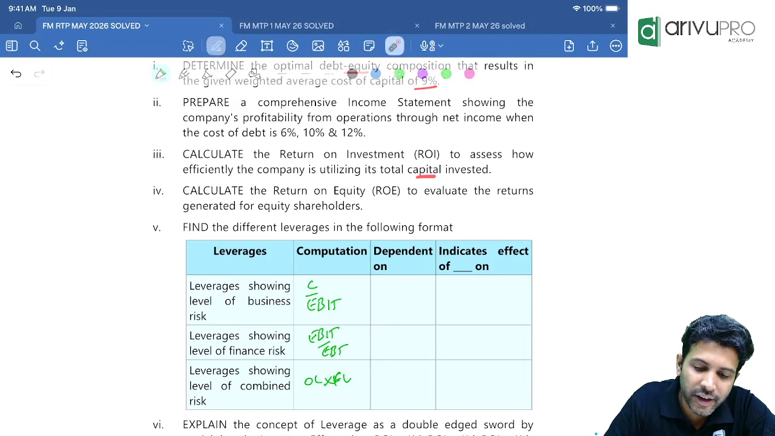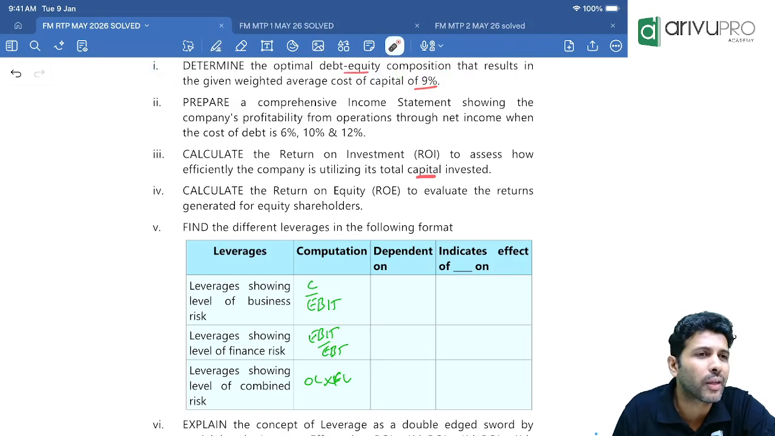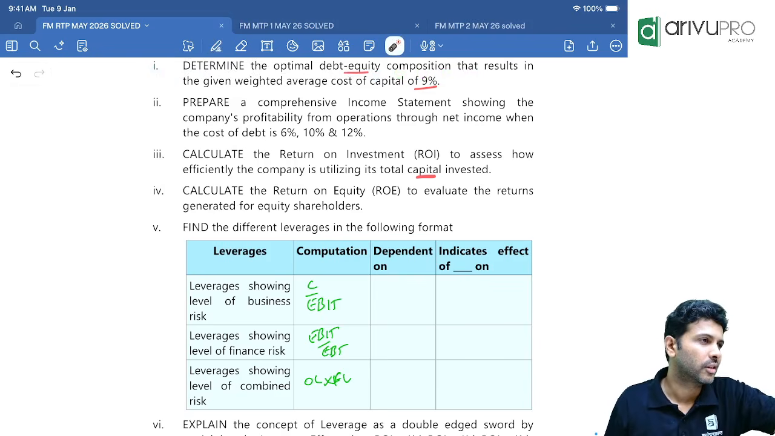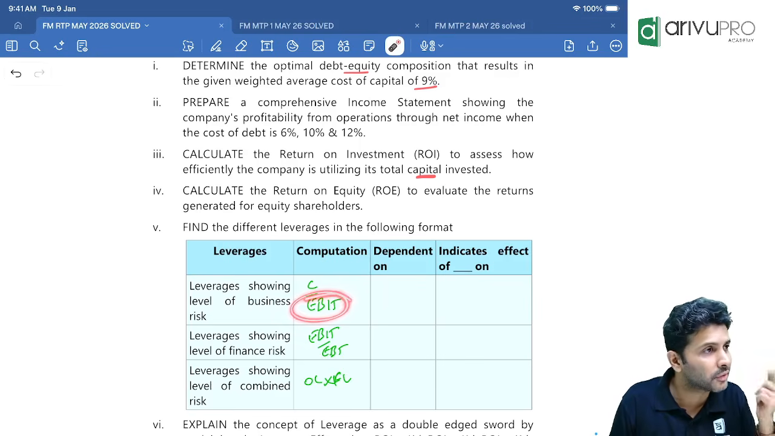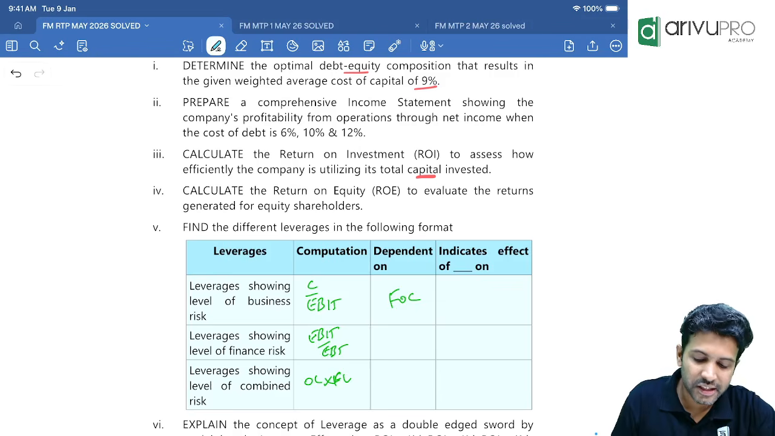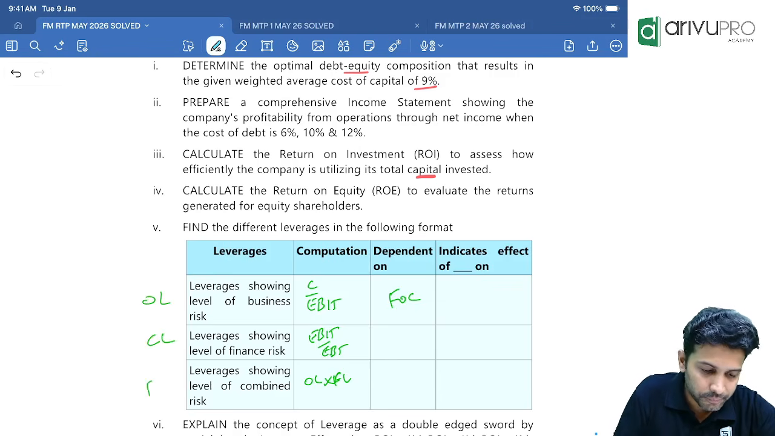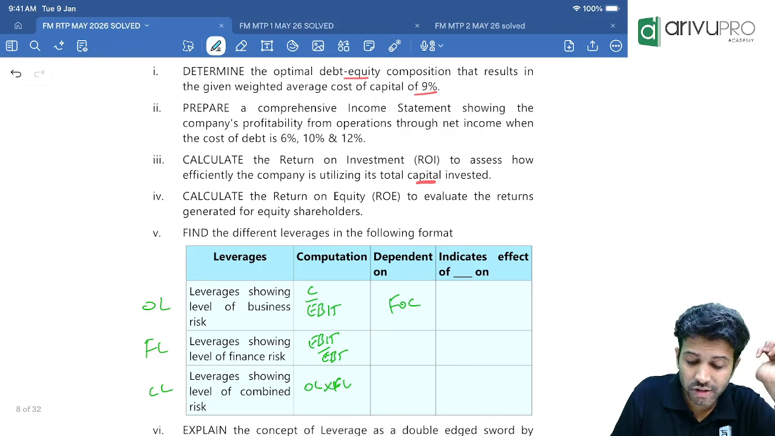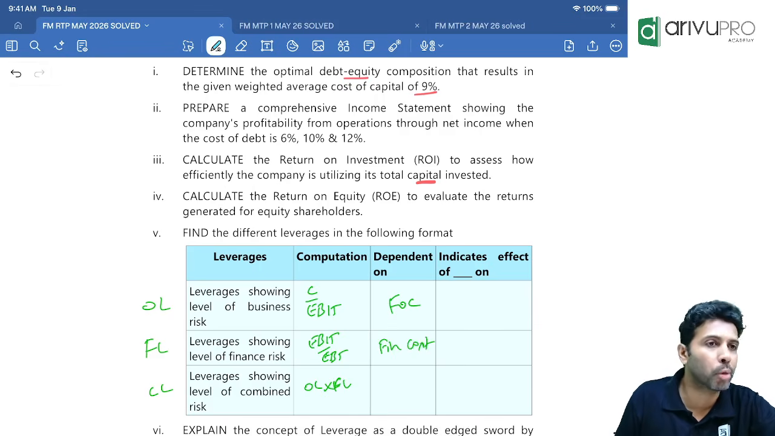This is dependent on their asking. OL is dependent on what? Leverage is a fixed cost study, no? We have 2 fixed costs: fixed operating cost and fixed financial cost. OL concentrates on fixed financial cost or fixed operating cost? So this is dependent on FOC. Financial leverage is dependent on fixed operating cost or fixed financial cost? This is fixed financial cost. Combined leverage is dependent on both.